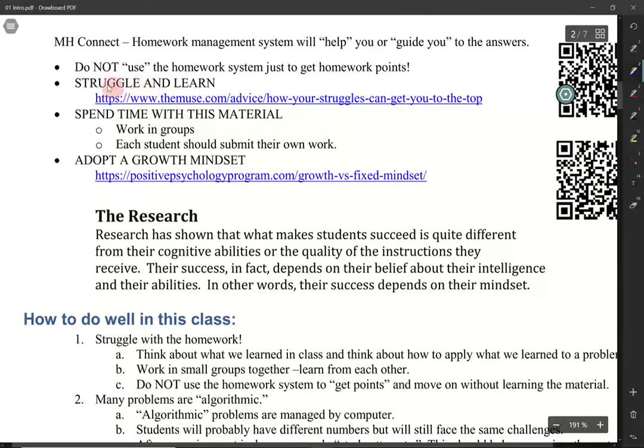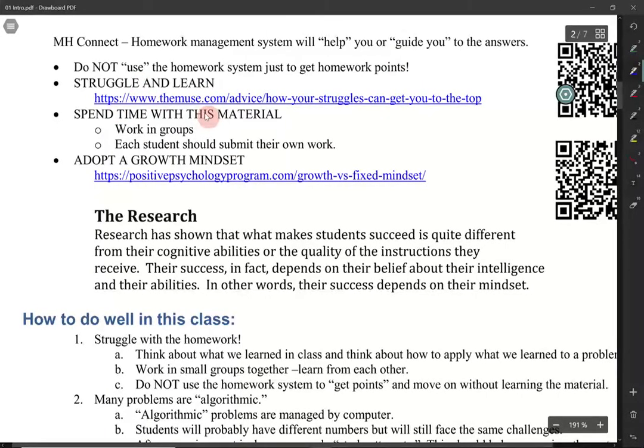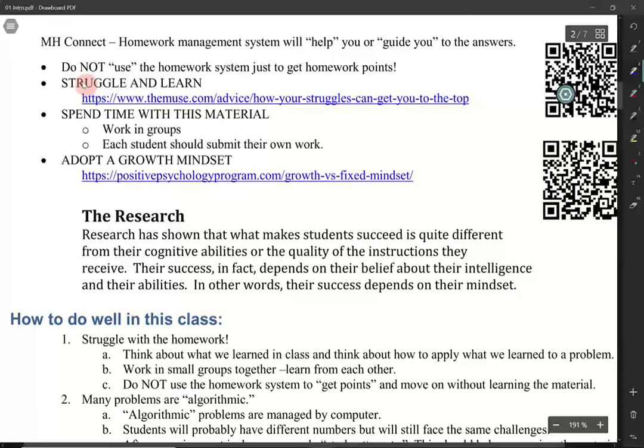There are lots of articles about how struggling and being confused, and particularly after you're confused, getting unconfused, is a big part of learning. Here's one article on how struggling can help you get better and learn. Don't read it now. I also encourage you to spend time with this material if you can. Work in groups. However, each student should submit their own work. Part of the advantage of working in groups is that you get to try to explain complex material to other people.